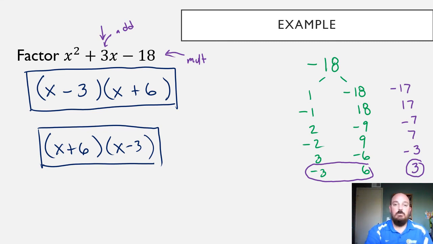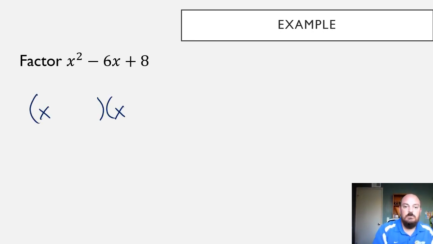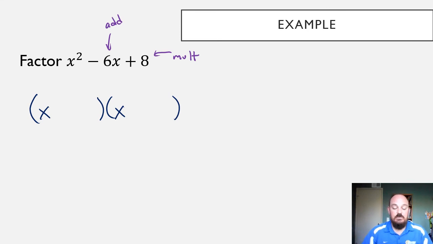All right, let's do another example. This time we're going to factor x squared minus 6x plus 8. And I'm going to do the same thing. I'm going to set my answer up right now. I'm going to say I know my answer is going to look like this. I just need to figure out the numbers that come after each x. Now this time I am looking for numbers that multiply together to give me a positive 8 and add together to give me a negative 6.